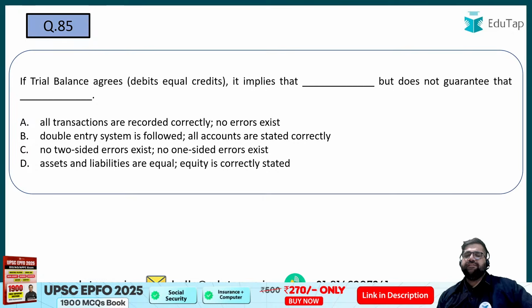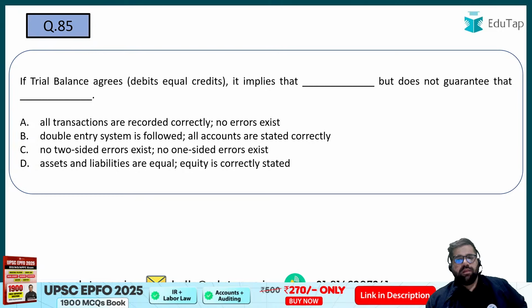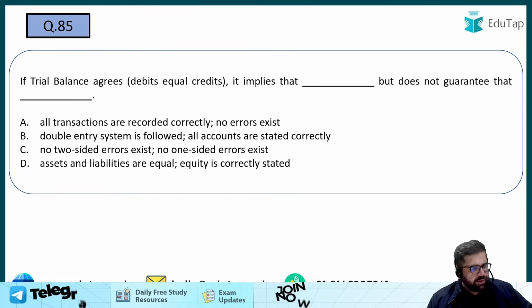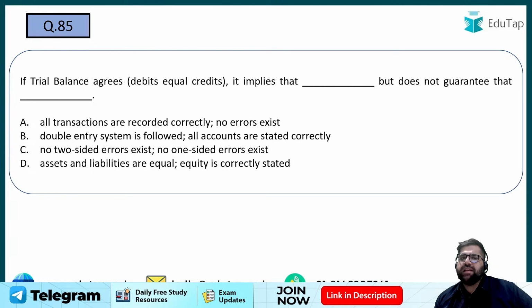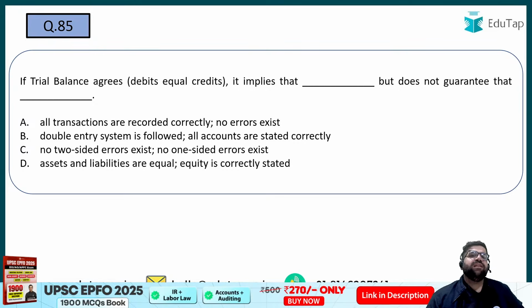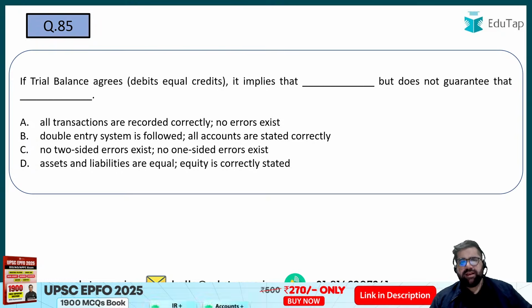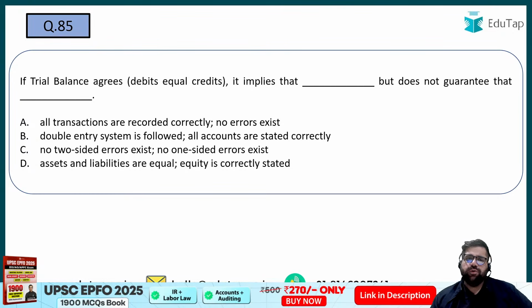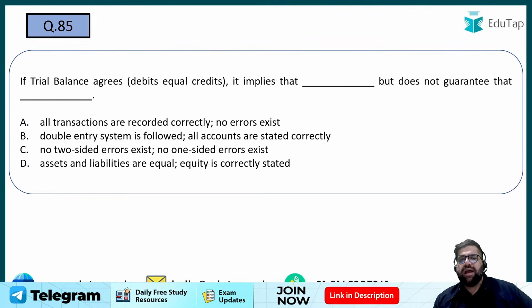चलिए क्वेश्चन नंबर 85. A good question to answer. 85. If trial balance agrees, debit is equal to credit, it implies that, but it does not guarantee that. If trial balance agrees then it implies that all transactions are recorded correctly, double entry is followed, two-sided error exists, or assets and liabilities are equal.